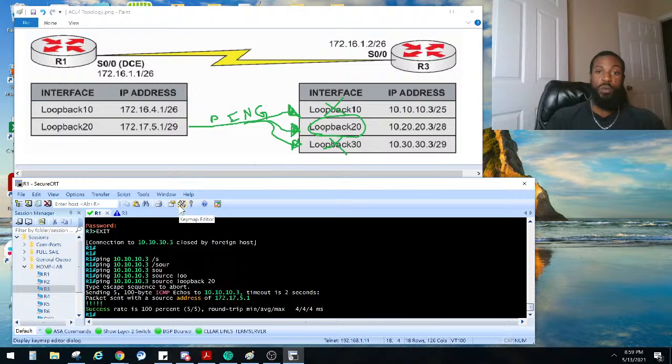That worked. Looks like we got some troubleshooting to do, right? Because he said only pings from router 1's loopback 10. Oh, I did it from loopback 20. What I meant to do was loopback 10. So we're actually going to ping from there, loopback 10. So that is what I did wrong. I didn't read that right.